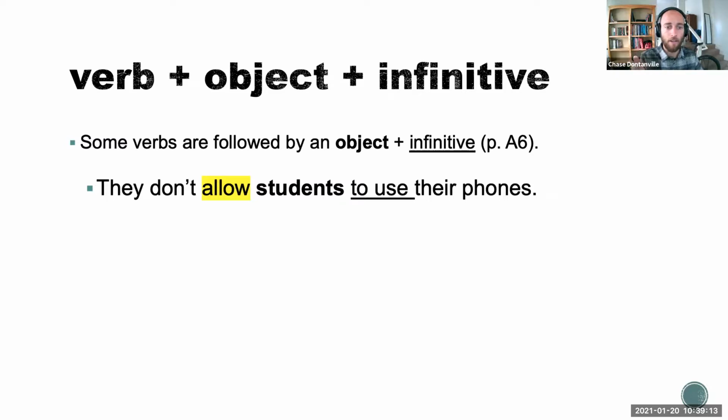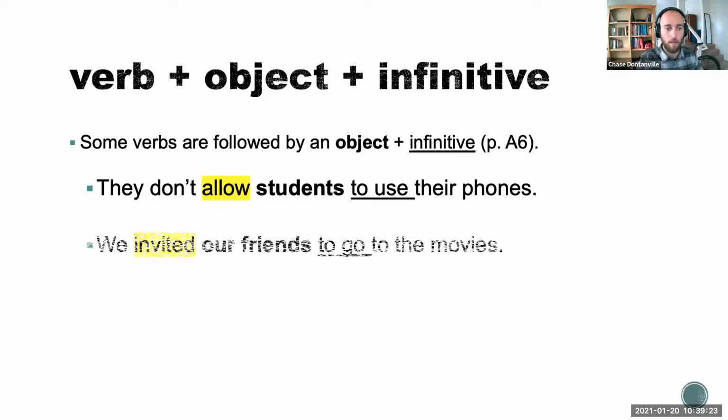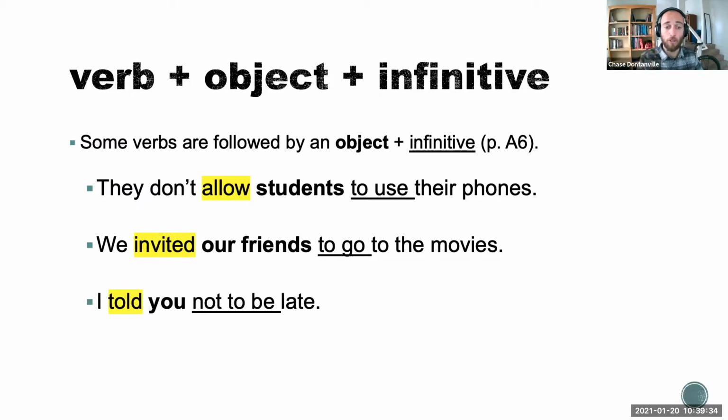Allow. They don't allow students to use their phones. So with the verb allow, you need allow, object, infinitive. Allow students to use. We invited our friends to go to the movies. So invite, object, infinitive. Invited our friends to go. I told you not to be late. So tell, object, infinitive. Told you not to be.